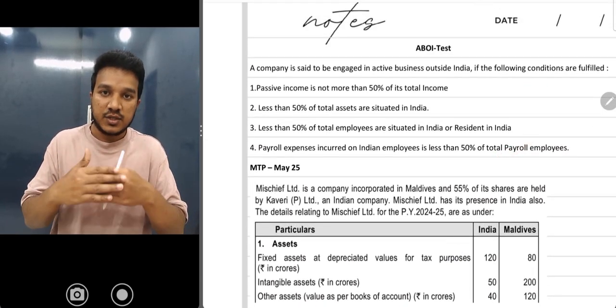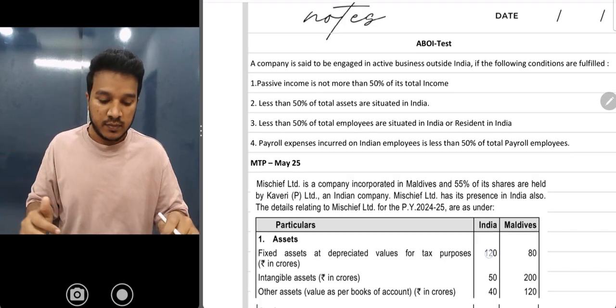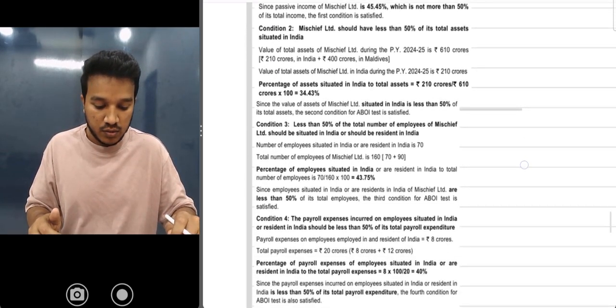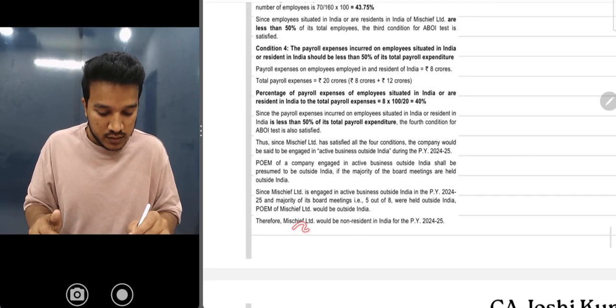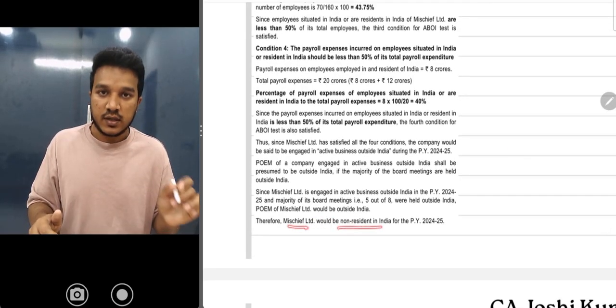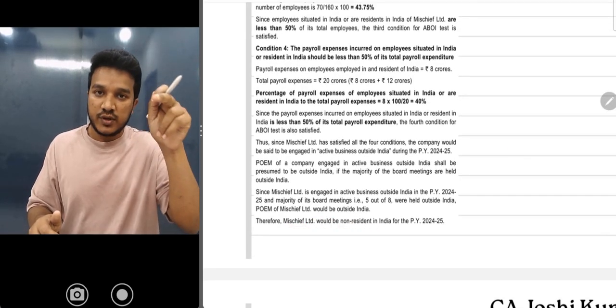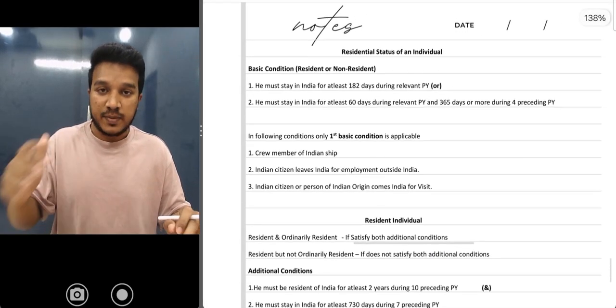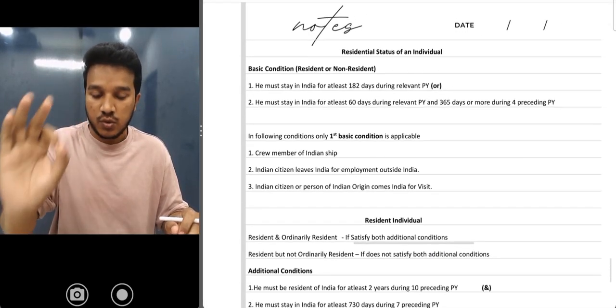And then the last point is you have to see where the POEM is. In our case POEM is in Maldives only, outside India. So that's how you will conclude by saying this is a non-resident. Therefore Mischief Limited would be a non-resident. Understood? Once you do it for yourself, it will be very easy. Now last point, this is expected. Every CFNL student should know this.